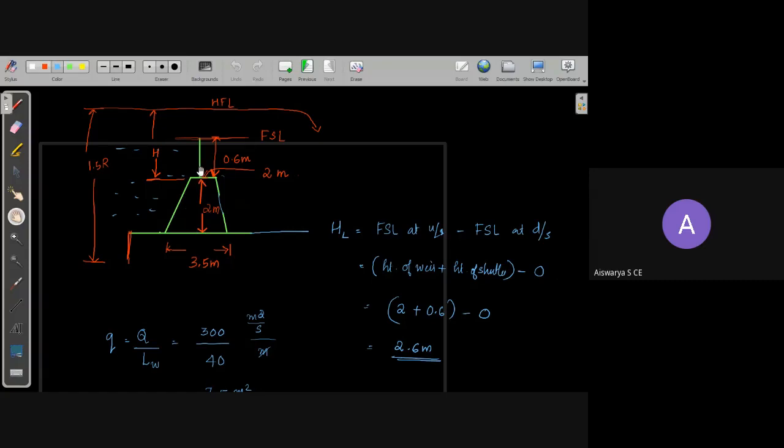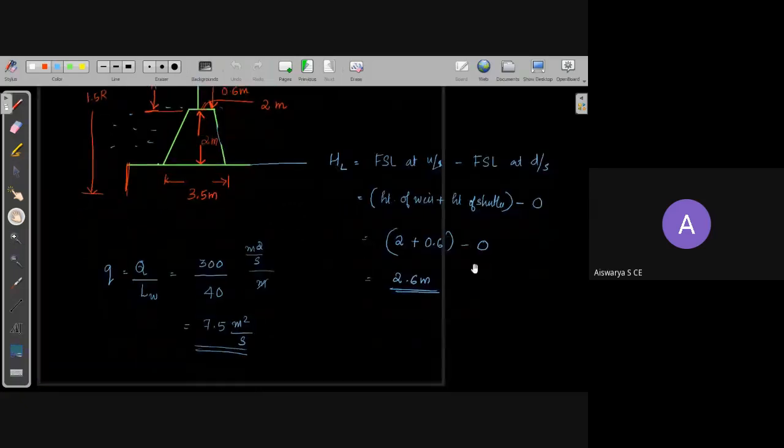So here the upstream FSL is 2.6 and the downstream FSL is 0. When you subtract both full supply levels, you get the total head loss, that is 2.6 meter, which is equal to the total head available at the upstream end. Okay, the initial head is 2.6 meter. When water starts percolating, this head gradually starts dissipating, or there occurs a head loss.